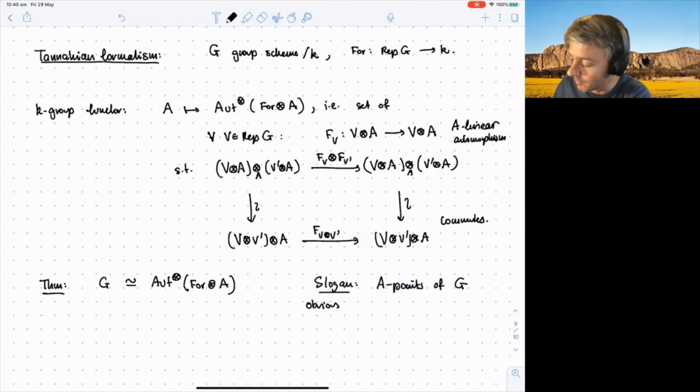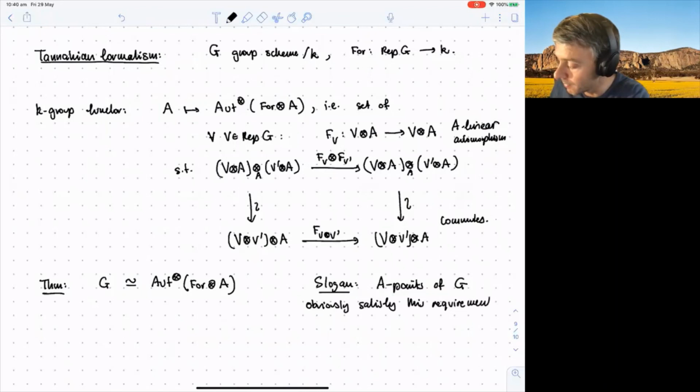So let's forget about A in this diagram up here and just say we want maps from V tensor V prime such that this diagram commutes. So any element of G satisfies such a requirement by the rule of how we define tensor product on representations. So A points of G obviously satisfy this requirement. And so we definitely get a map from G of A to Aut tensor.